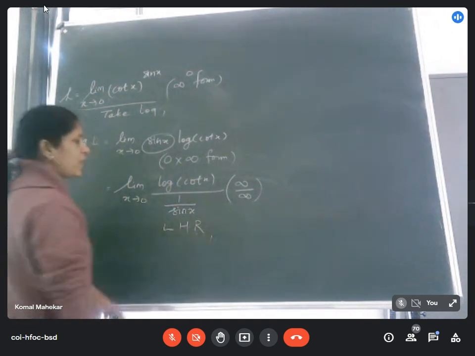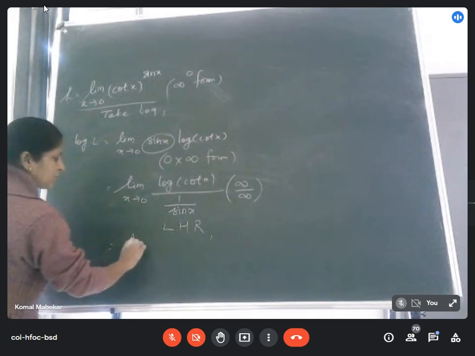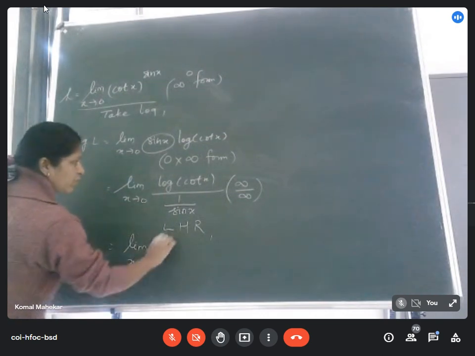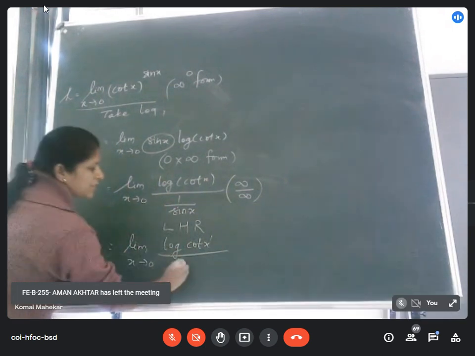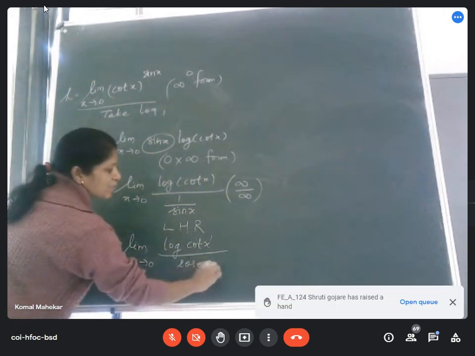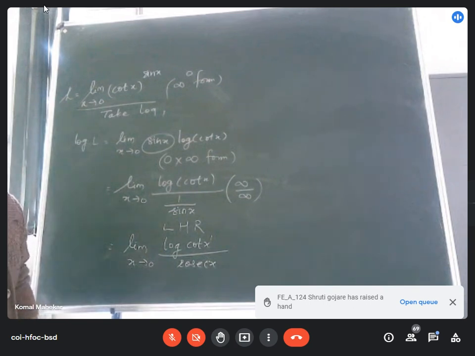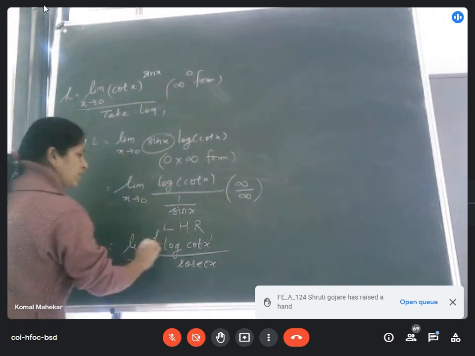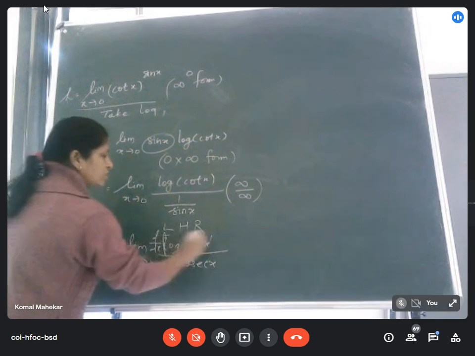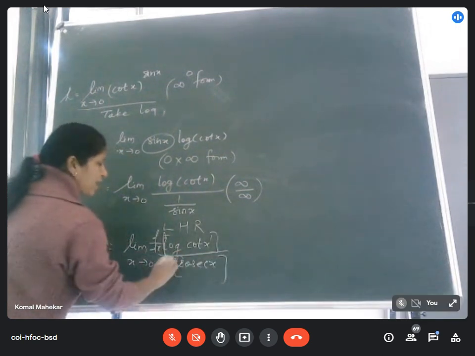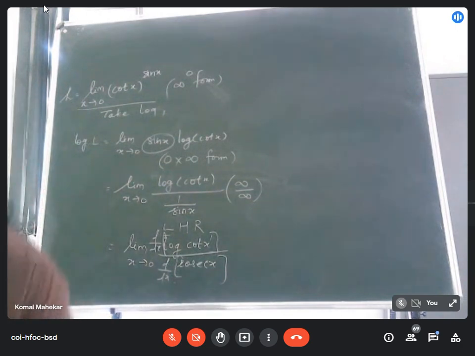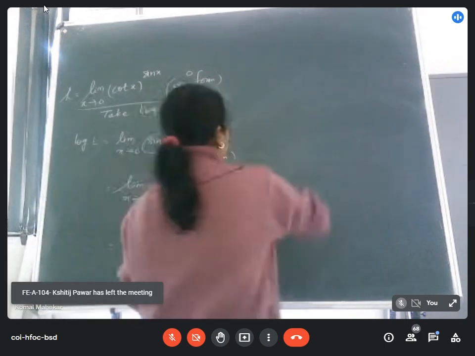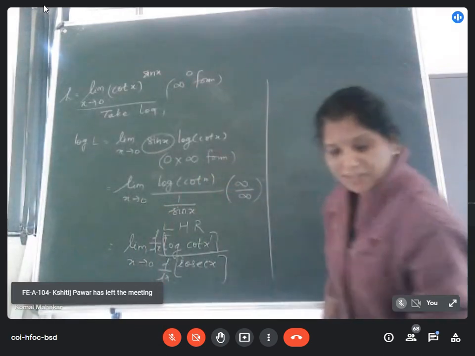Okay. So for L'Hospital rule, we write this function as limit x tends to 0 of log of cot of x divided by 1 by sin, which is nothing but cosec x. And by using L'Hospital rule, we will find d by dx of log of cot of x and d by dx of cosec x. Finding the derivative of cot x as well as cosec x, we can simplify the right hand side.